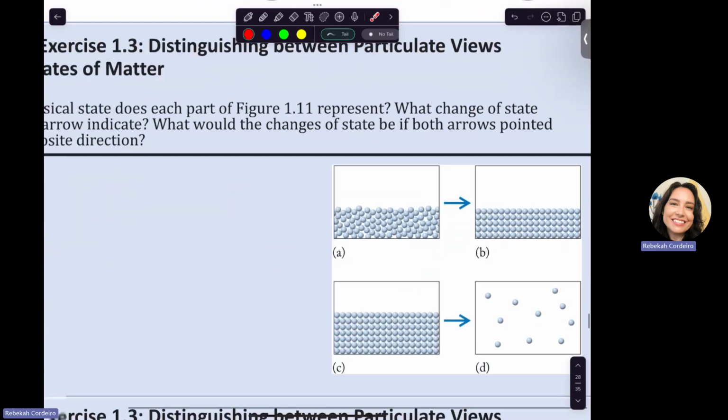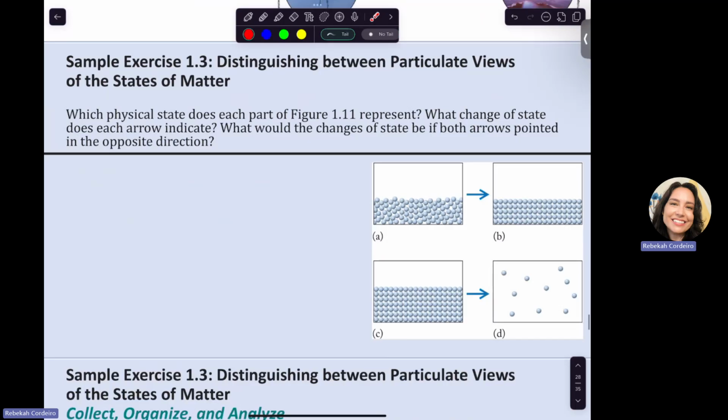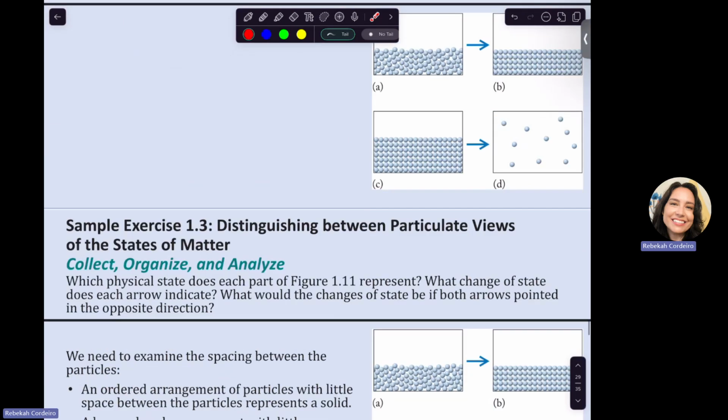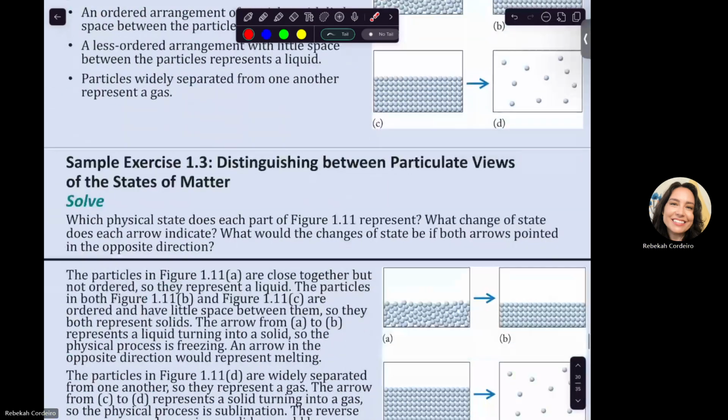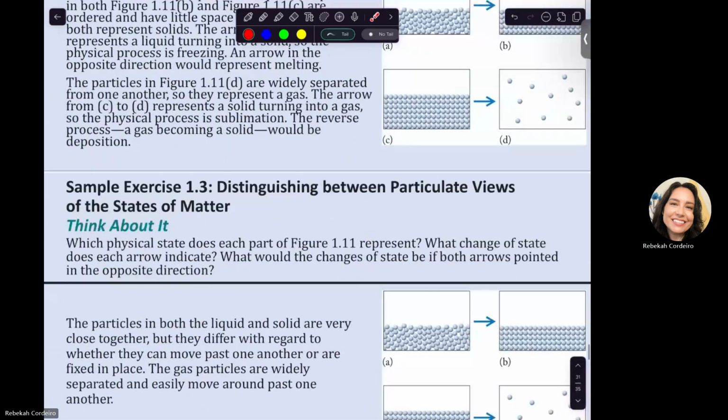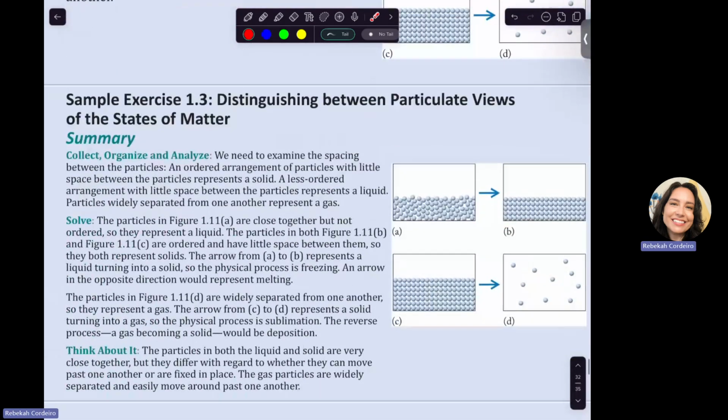So let's see if you can look at these images and tell what's the change of state for the forward direction and what would the change of state be for the reverse direction. So see if you could kind of look at the diagrams and tell what these would be. So pause it and try it. All right, so your answers for this one. So let me just go to the summary.